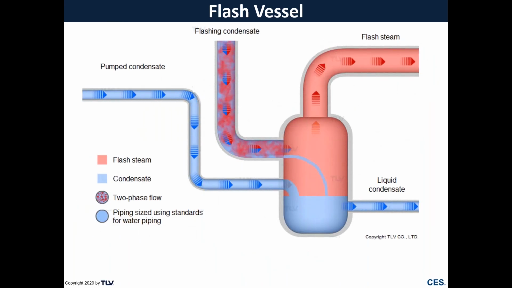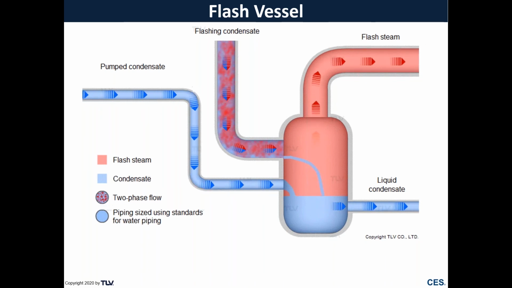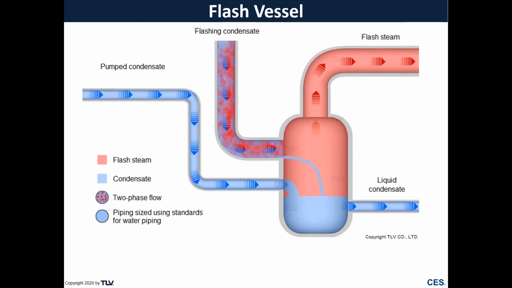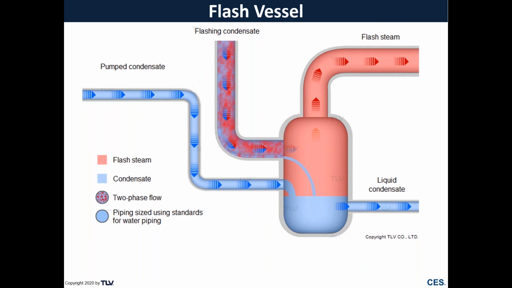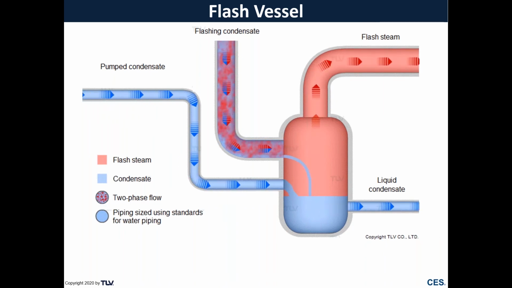So let's take a closer look at what's going on inside our flash vessel. This gives you a clear look at how the flows are separated. Our flash steam can exit the top and be sent to be used elsewhere, and the condensate can be drained out the bottom to be sent to a different location.